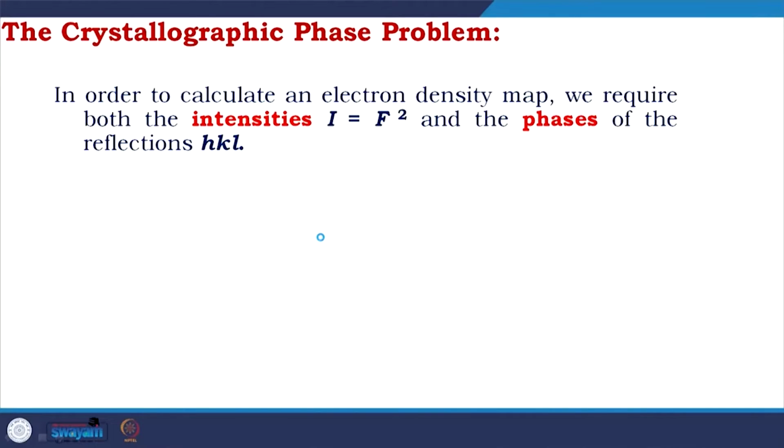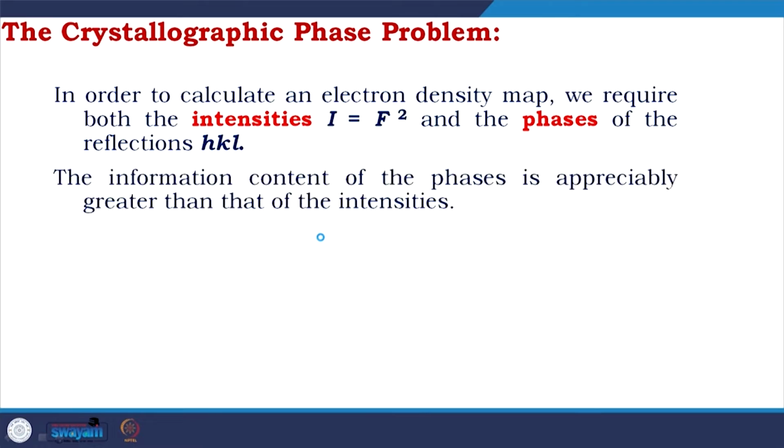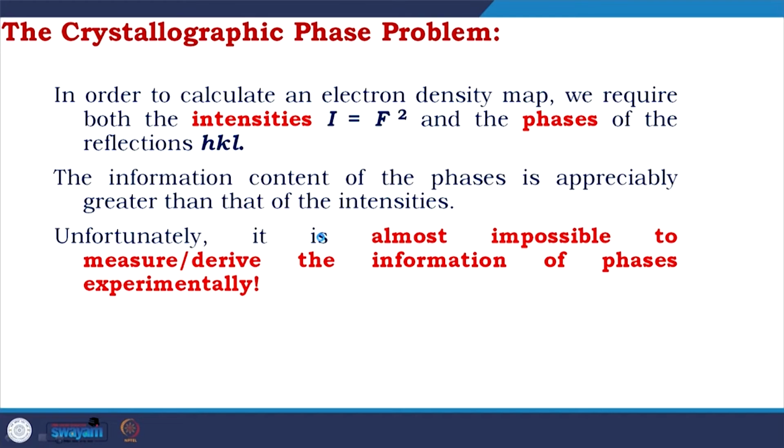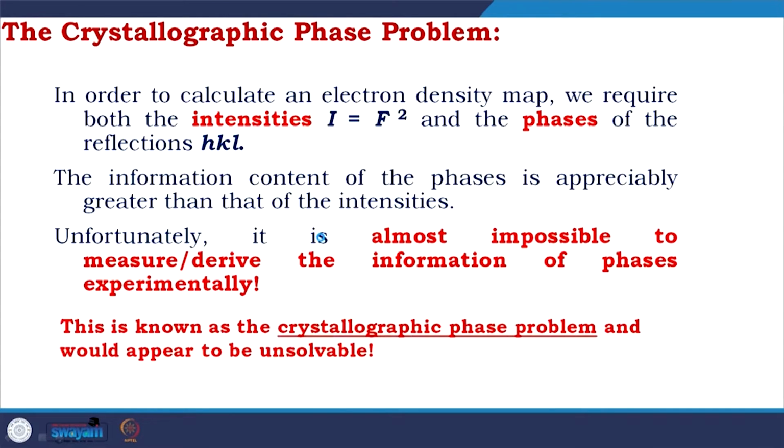So, in order to calculate an electron density map, we require both the intensities and the phases of the reflections. The information content of the phases is appreciably greater than that of the intensities. Unfortunately, it is almost impossible to experimentally measure or derive the information of the phases, and this is known as the crystallographic phase problem, and would appear to be unsolvable. Very important.